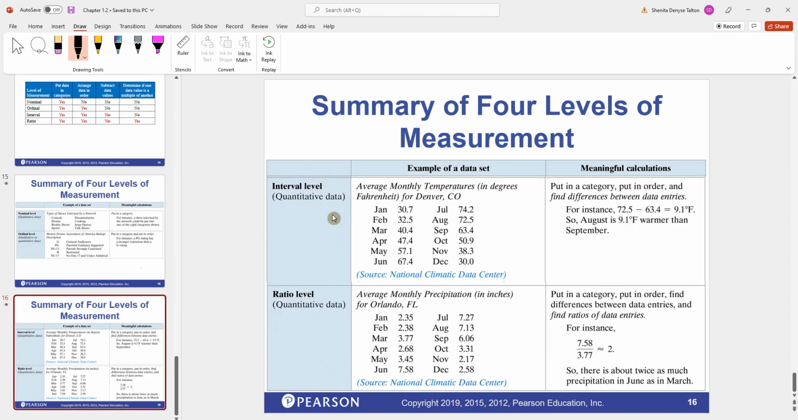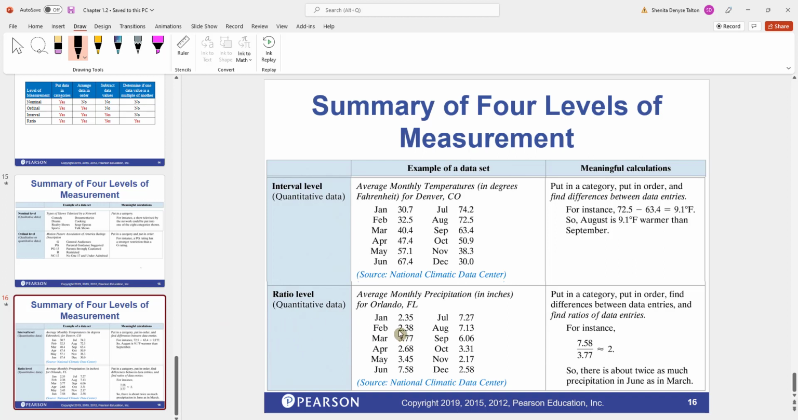In this next one, we have the average monthly temperature in degrees Fahrenheit for Denver, Colorado. So this is interval. You can put the numbers in order, and you can find the differences between the two data values. So for example, you have a temperature of 72.5. You can subtract off the temperature of 63.4. 72.5 was August, and you're subtracting September, 63.4. So as you can see, it's a 9.1 difference in temperature. So August is 9.1 degrees warmer than September.